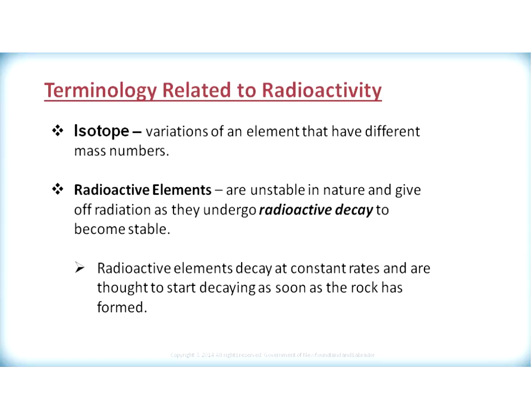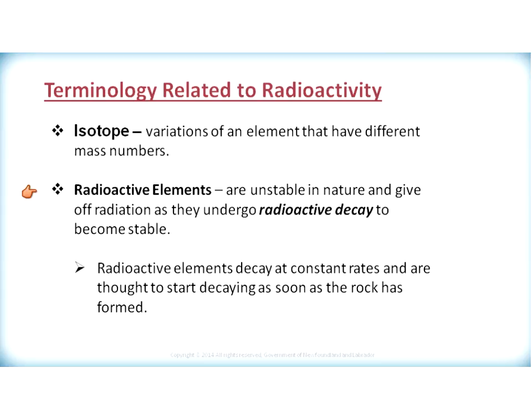Terminology related to radioactivity involves defining the term isotope. Isotopes are variations of an element that have different mass numbers. Different elements would have different isotopes. Some of these isotopes are stable, and some of these isotopes are radioactive. The radioactive isotopes are the elements that are used to determine the age of rocks that date back billions of years.